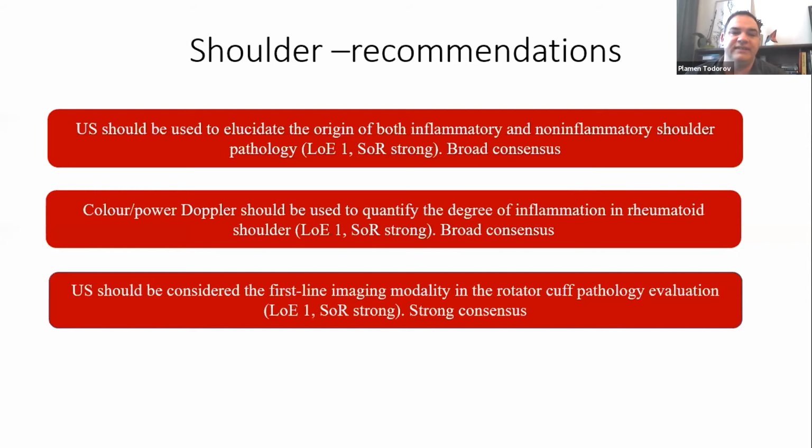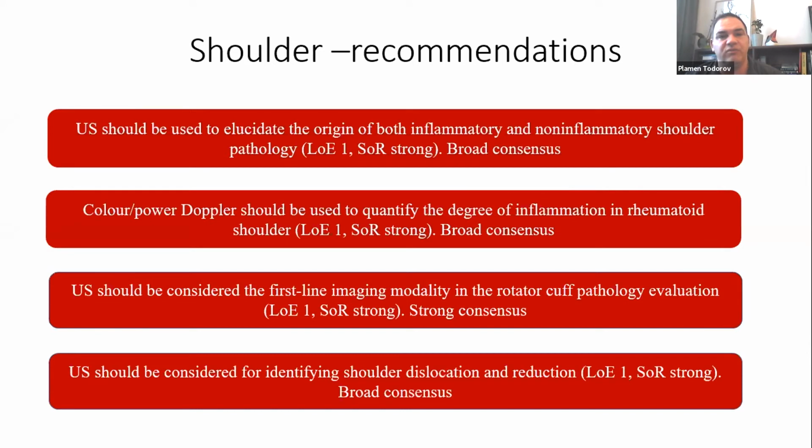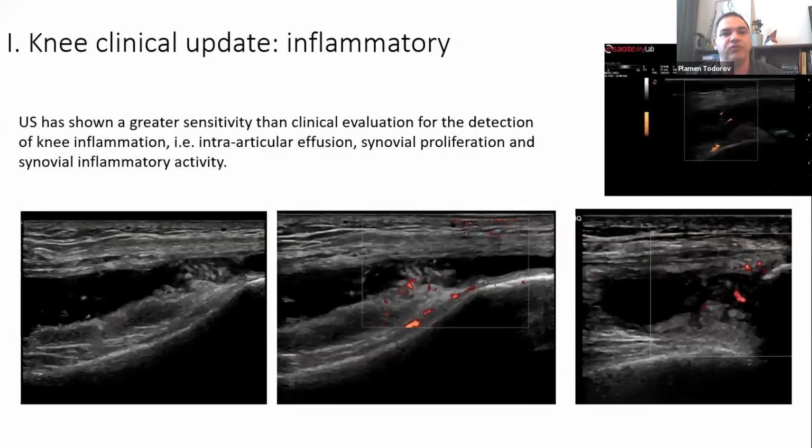Ultrasound should be considered the first-line imaging modality in the rotator cuff pathology evaluation. The level of evidence, again, 1, and the strength of recommendation strong, and the consensus of the authors was also strong regarding this recommendation. And the last, 4th recommendation about the shoulder said that ultrasound should be considered for identifying shoulder dislocation and reduction, with the level of evidence 1, strength of recommendation strong, and a broad consensus by the expert panel. So with this, we quickly move to the knee.